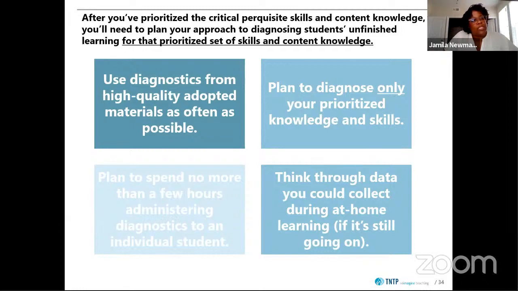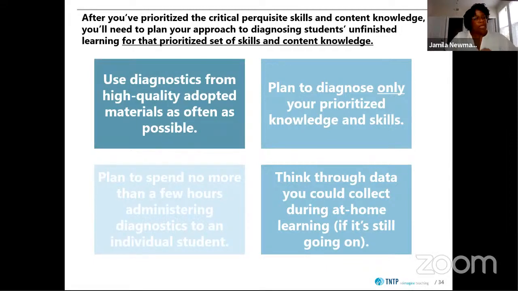Again, that is to save time, and also because we don't want children coming back on their first day back at school, spending all day and all night doing diagnostics, you might only just want to plan to diagnose only the prioritized knowledge and skills. And as I said, you might even break up your diagnostics over time. So it might be just for this unit, here are the things that I want to cover with students. Let me see where their learning is, so that you don't have to have these 2-3 day long diagnostic experiences or week-long diagnostic experiences. To that end, we plan to spend no more than a few hours administering a diagnostic to an individual student.